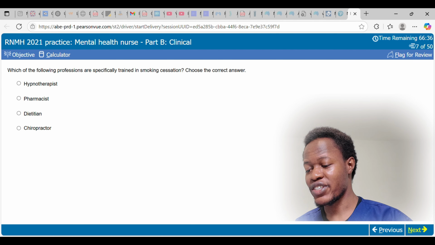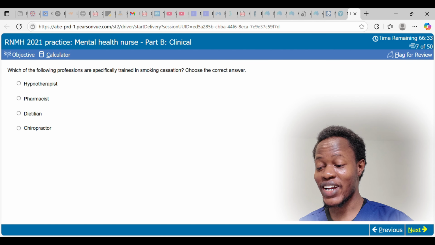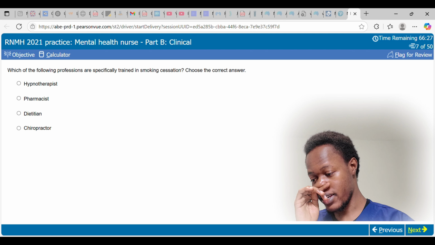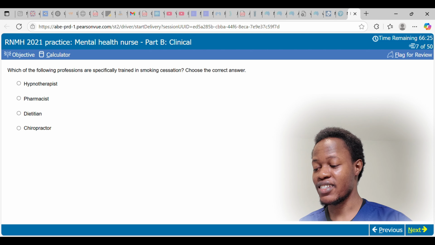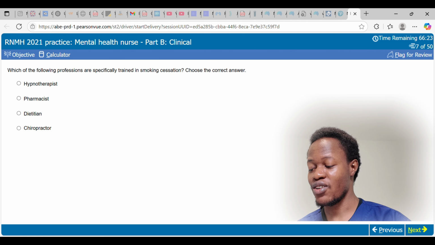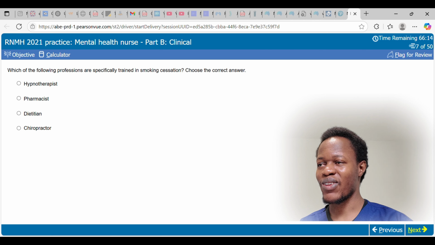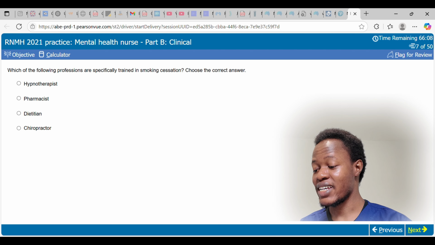Which of the following professions are specifically trained in smoking cessation? Choose the correct answer. We have option A, hypnotherapist, option B, pharmacist, option C, dietitian, option D, chiropractor. So hypnotherapist, we know it's a big no. Pharmacist, well, they offer medications that can help battle nicotine addiction. Then we have dietitians, then chiropractors. So our best option is pharmacists.